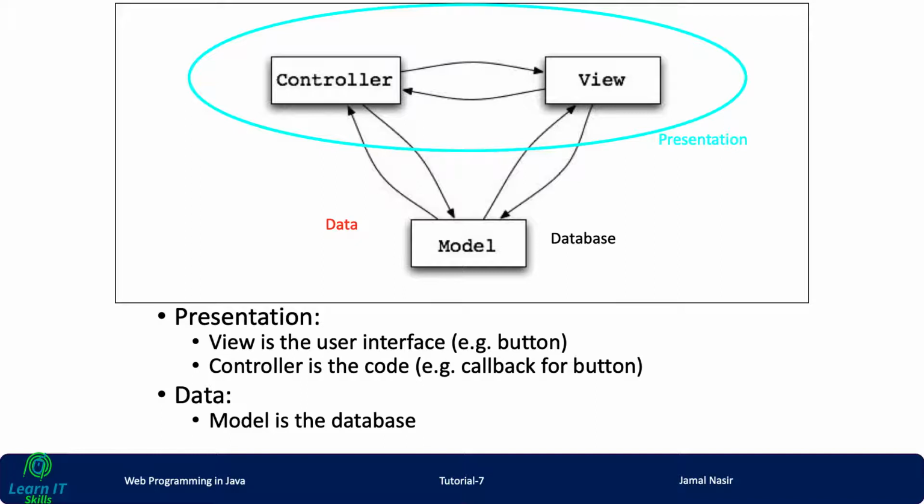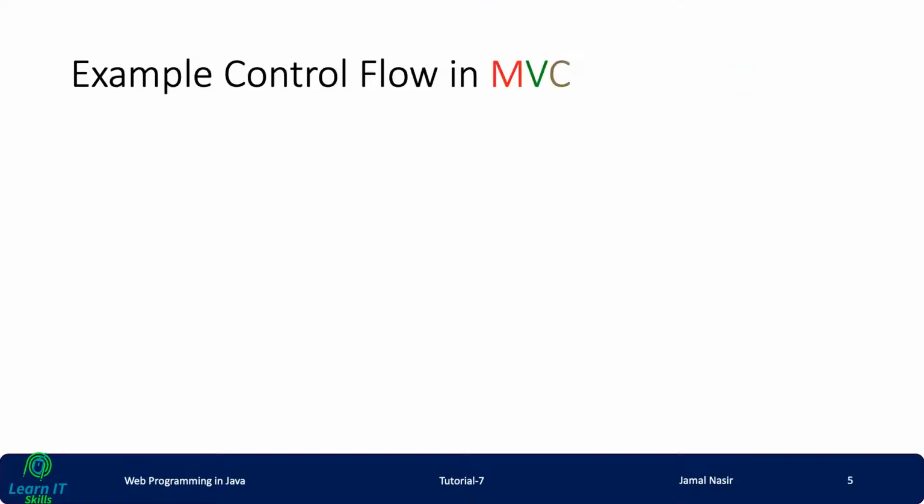So data model is the database. Once controller has that data, it will transfer that data to the model, and it depends on the application. It might be that the model could submit that data to the database, or maybe it can change some view, right? So, example control flow in MVC.